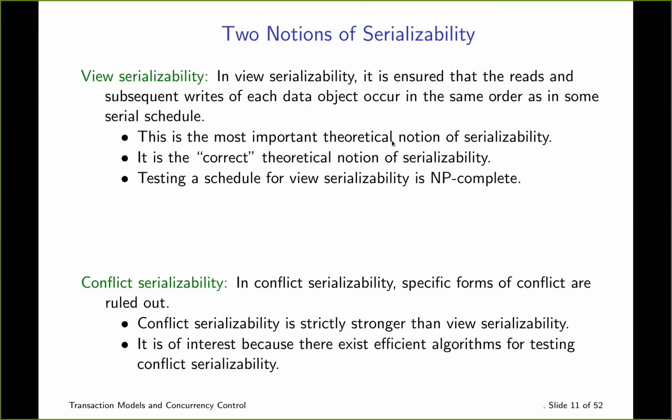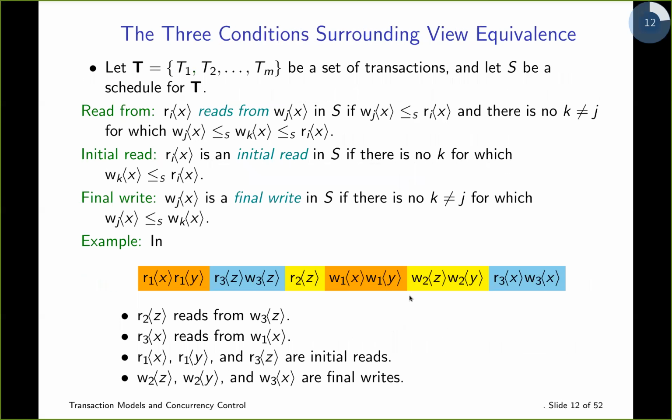This is the correct notion of what serializability is. This is a sound and complete characterization of serializability. Conflict serializable is what we're going to get to, because we're actually going to have algorithms to enforce that. All right, so here are the three conditions surrounding view equivalence. The notion of equivalence has to do with whether our two schedules are equivalent, and that is what we call view equivalent, because we're defining view serializability here.